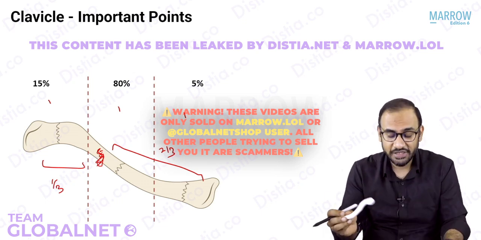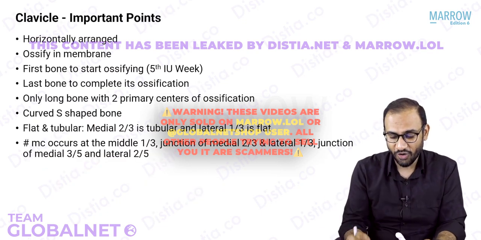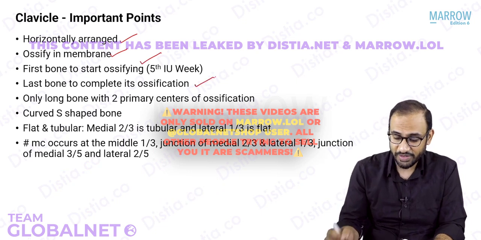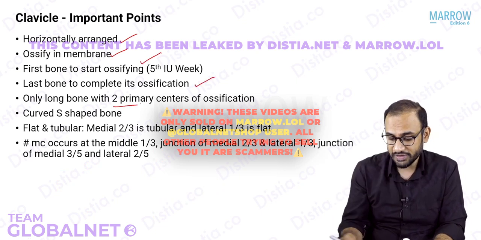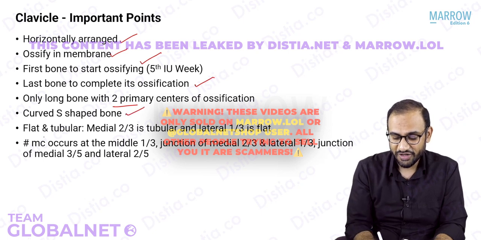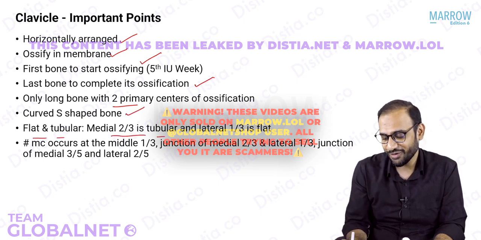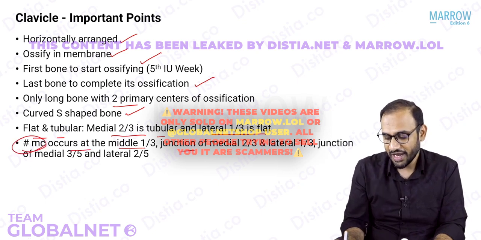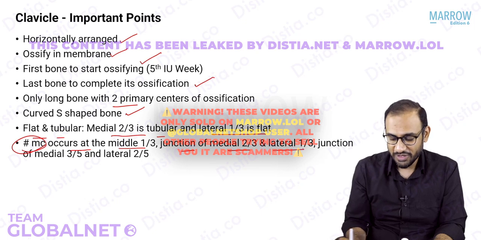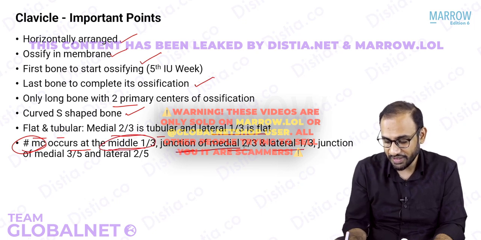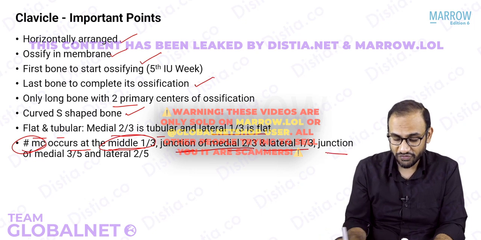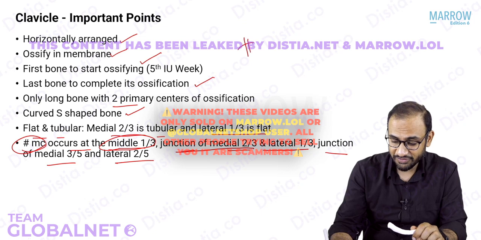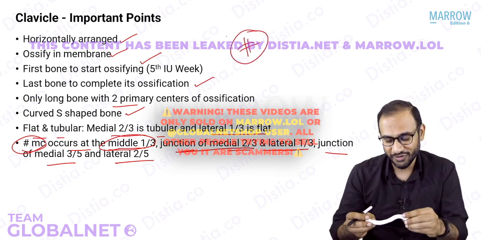Okay. Now, as promised, everything is written, and you can look at this slide. Horizontally arranged, ossifies in membrane, first bone to start ossifying, last bone to complete ossification, only long bone with two primary centers of ossification, curve shaped bone, flat and tubular, medial 2/3 is tubular, lateral 1/3 is flat. The most common fracture occurs at the middle 1/3 junction and medial 2/3 and lateral 1/3 junction. So, middle 1/3 or junction of the medial 2/3 and lateral 1/3, or junction of the medial 3/5 and lateral 2/5. Okay? And also remember this hashtag symbol, friends. This is a symbol for fracture. This is what we use.